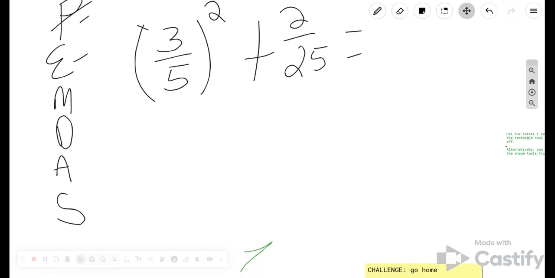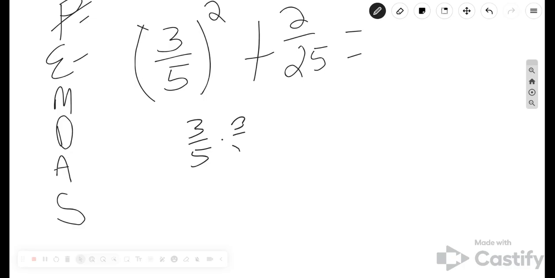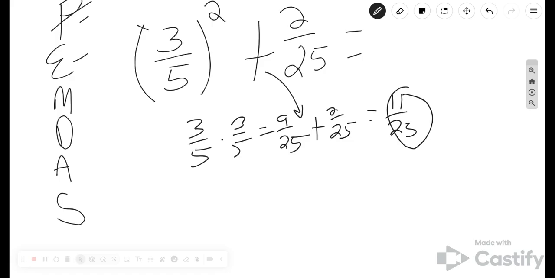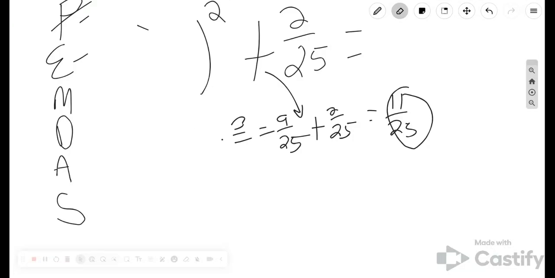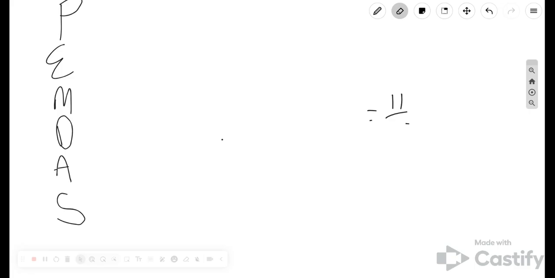That'll be 2 over 5 twice. We multiply that. That's 4 over 25. So then you have 4 over 25. Bring this down, plus 2 over 25. That's 6 over 25. So that's how you get the first one. Okay, we're going to do 3 more equations.